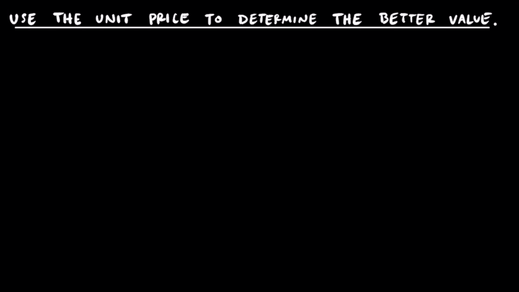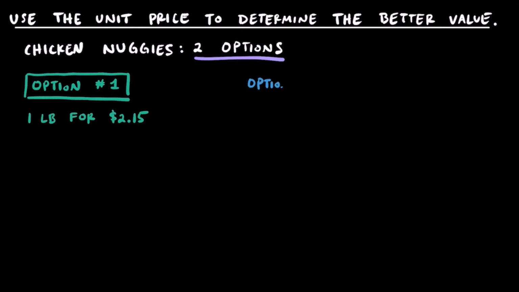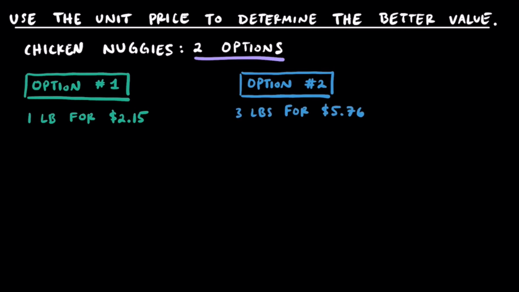Now let's apply our understanding of finding the unit price to determine which is the better value between two different options. Let's talk about some chicken nuggies, or chicken nuggets if you say them weird. Imagine there are two different bags at the grocery store. Option 1, we have 1 pound of chicken nuggies for $2.15, and we have another option, option 2, which is 3 pounds of chicken nuggies for $5.76.